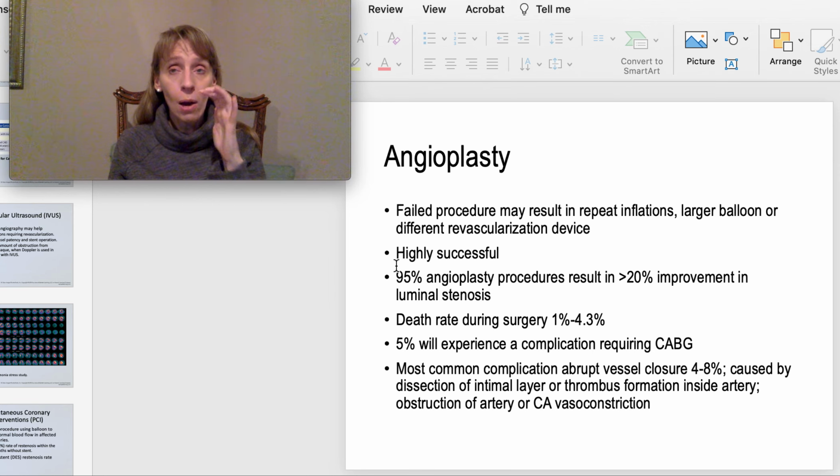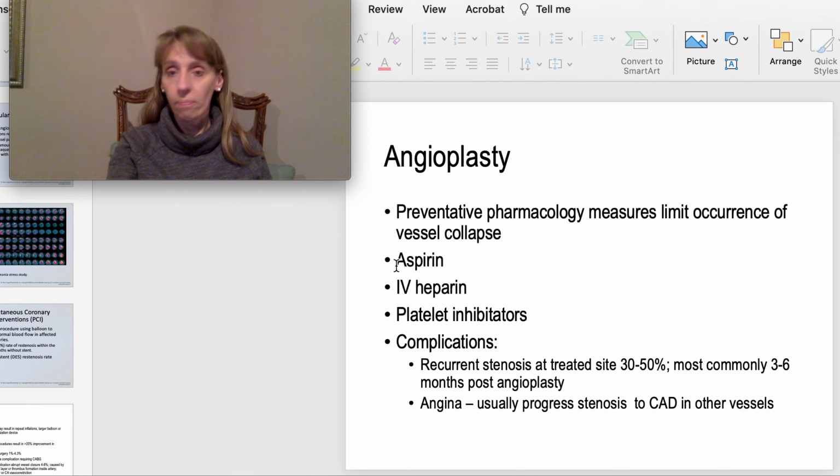However, if complications happen, then that patient is going to be sent over to the operating room and have what we call CABG. You know, CABG is open heart surgery, right? That's when they go through the sternum and get access. It stands for coronary artery bypass graft. The most common complication is an abrupt closure, and they might need to go and have open heart surgery. So with angioplasty, this is a foreign object going into the body, so they're going to do their best to really get the blood really thin.